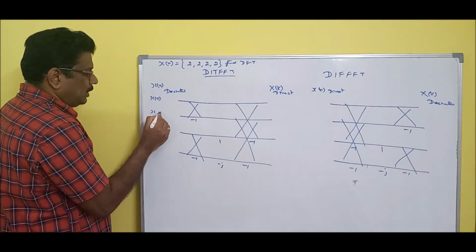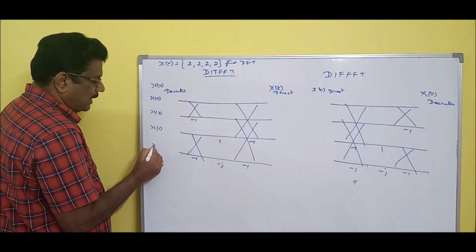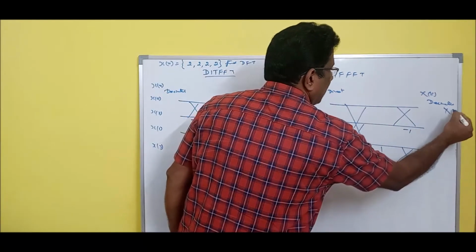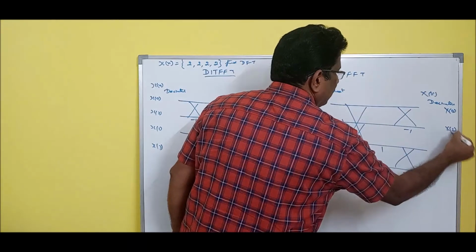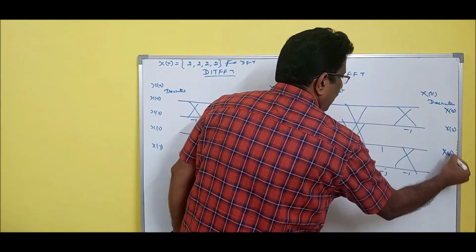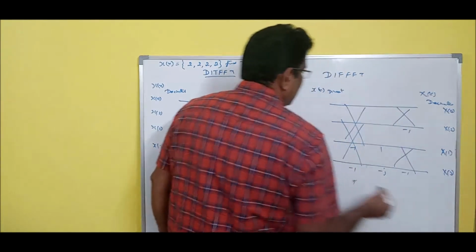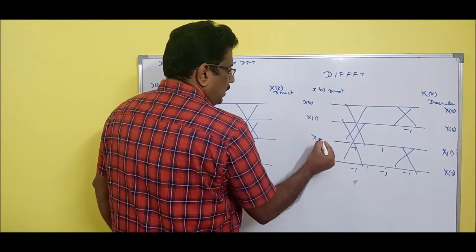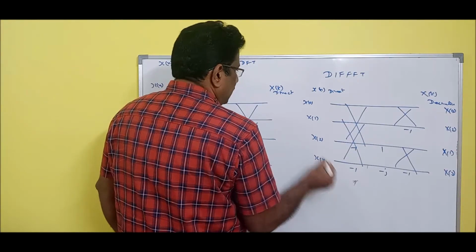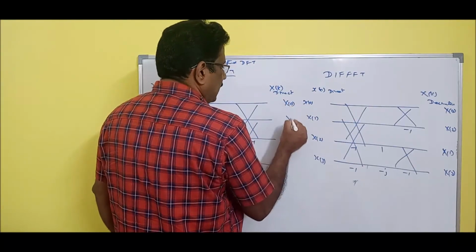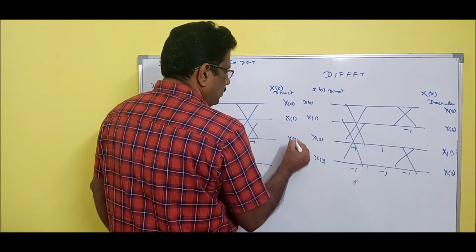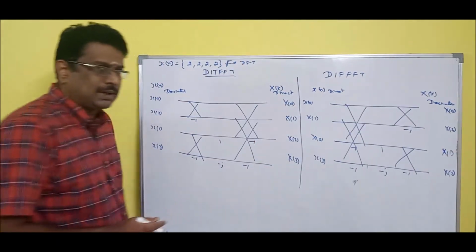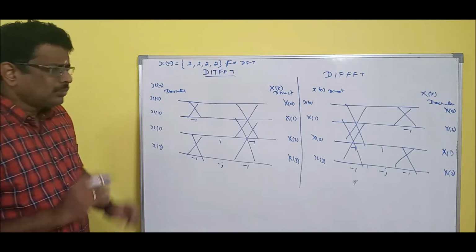What is decimated? x of 0, x of 2, x of 1, x of 3. Am I right? And this side, capital X of 0, capital X of 2, capital X of 1 and capital X of 3. This side direct, am I right? x of 0, x of 1, x of 2, x of 3. Okay, this is capital X of 0, capital X of 1, capital X of 2, capital X of 3. So I am going to do 2 problems at the same time. Let us start the problem.